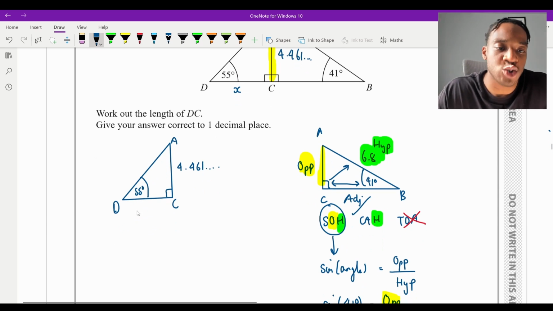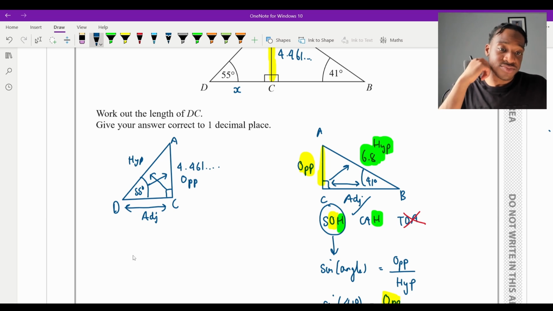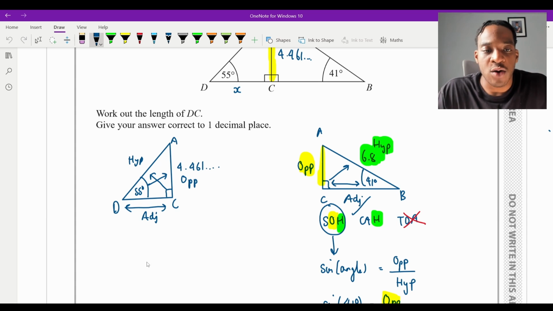So first I need to label the triangle. The side opposite the angle is always called the opposite. So I'm going to put this as opposite here. The side opposite the right angle is called the hypotenuse. And the side in between the right angle and the acute angle is always the adjacent. So I'm going to call this the adjacent here. So I've got this here. Now we're looking for the adjacent because that's what x is.